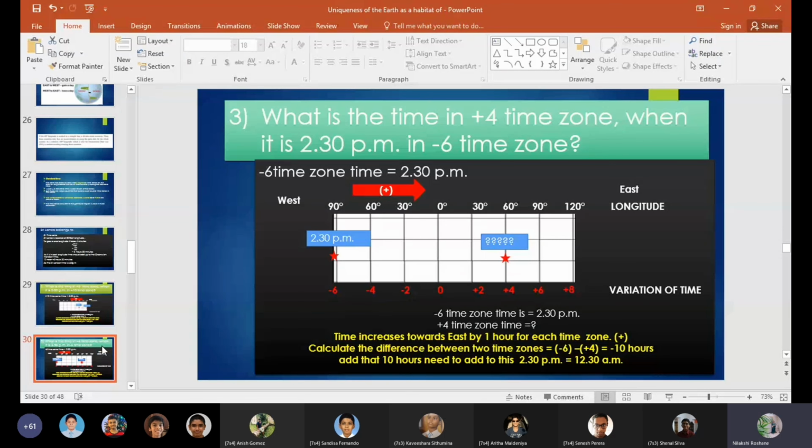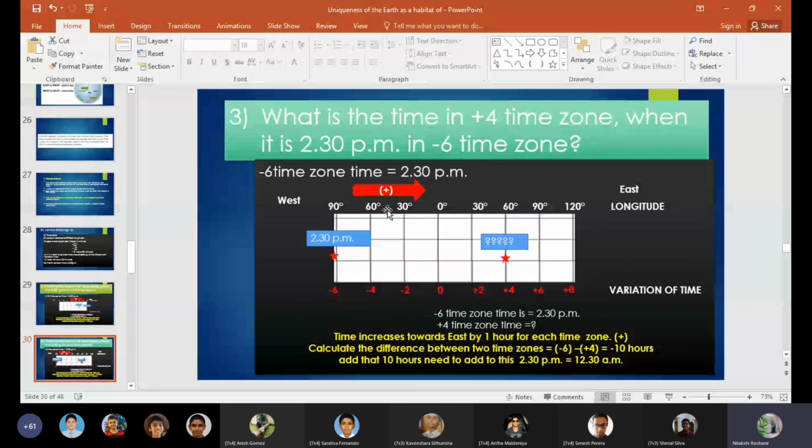What you have to do is find the time in the plus 4 time zone. If it is hard for you to do it, first you can find the Greenwich Mean Time. If it is the minus 6 time zone, the time is 2:30 p.m. First you need to find the Greenwich Mean Time. The minus 6 time zone is located in the western longitude. To find the Greenwich Mean Time, you have to travel to the east part, so you are traveling west towards east.